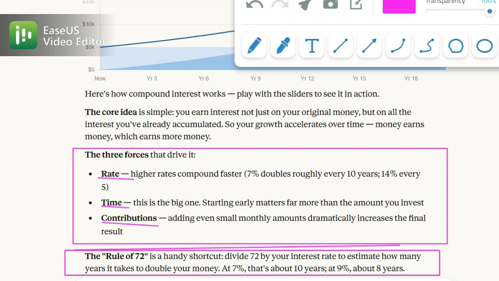Clear? So if you put 5,000 at 7%, it's very simple: in 10 years it's about 10,000, in 20 years about 20,000, and in 30 years it's 40,000. See how it speeds up later. That is compounding.